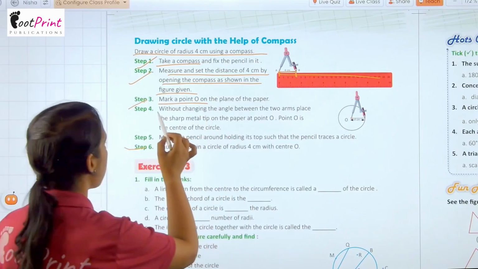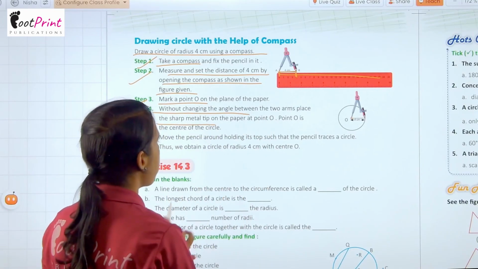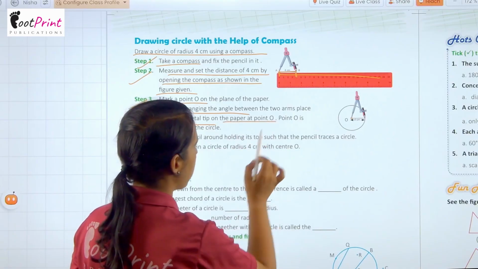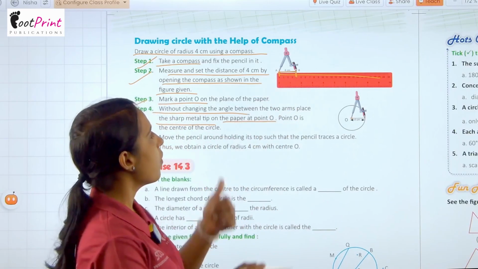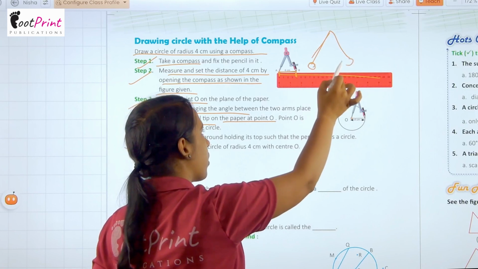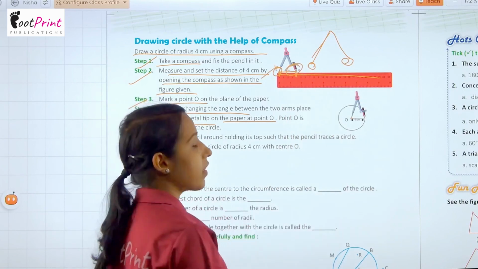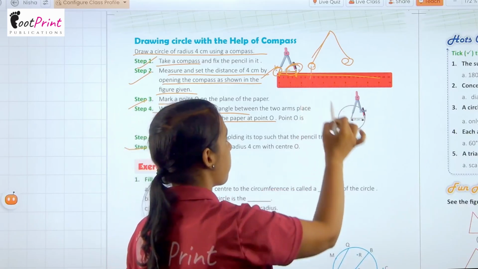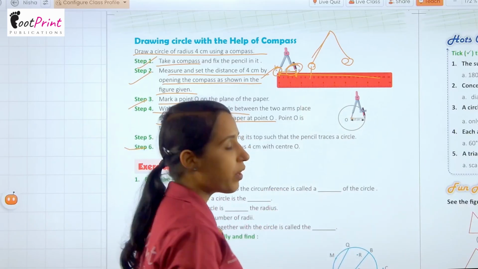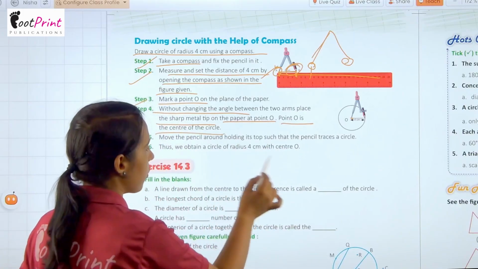Without changing the angle between the two arms, place the sharp metal tip on the paper at point A. Here we know that in a compass we have 2 points. The first one is the metal tip and the second one is the pencil tip. So the metal tip will be here on point A, and then point O is the center of the circle.